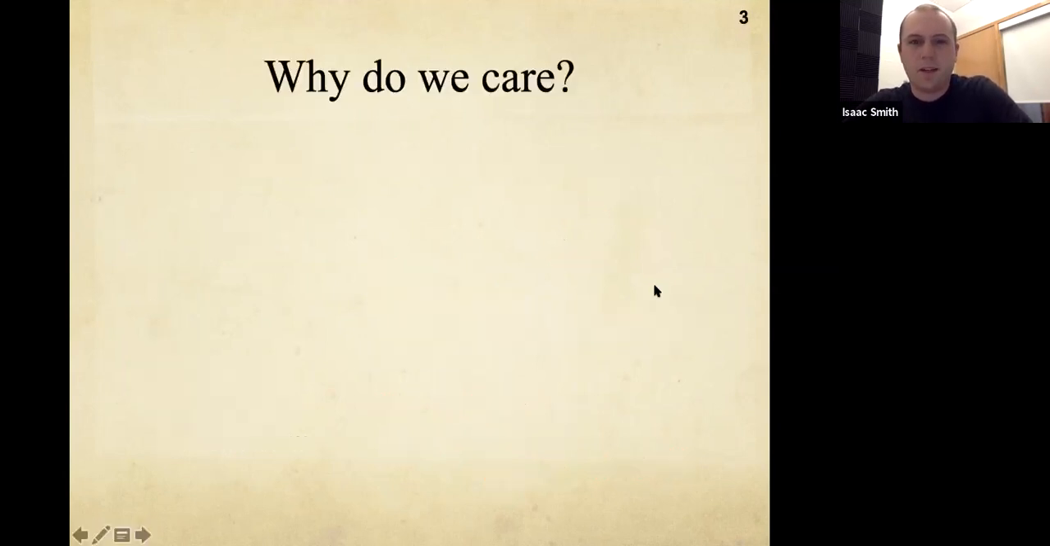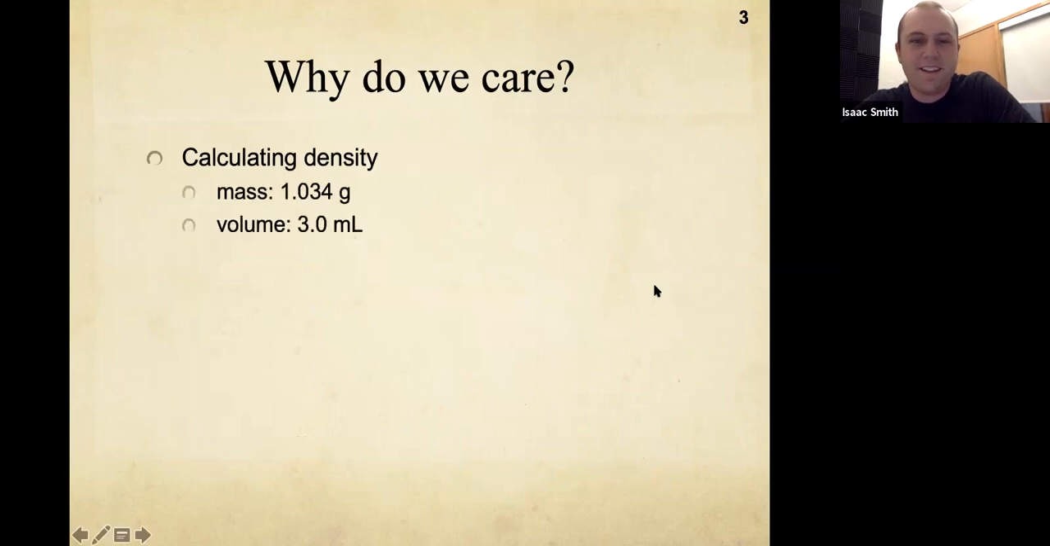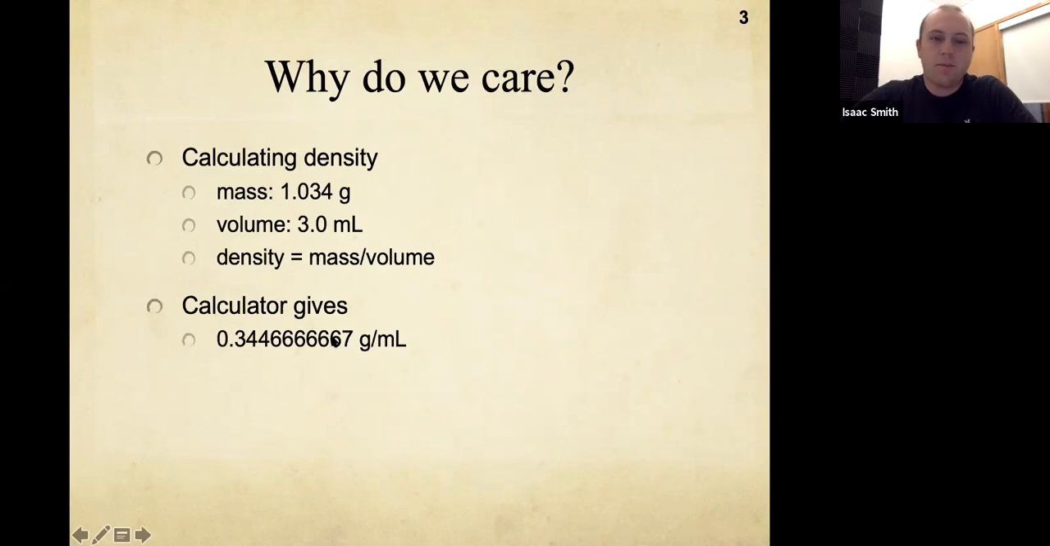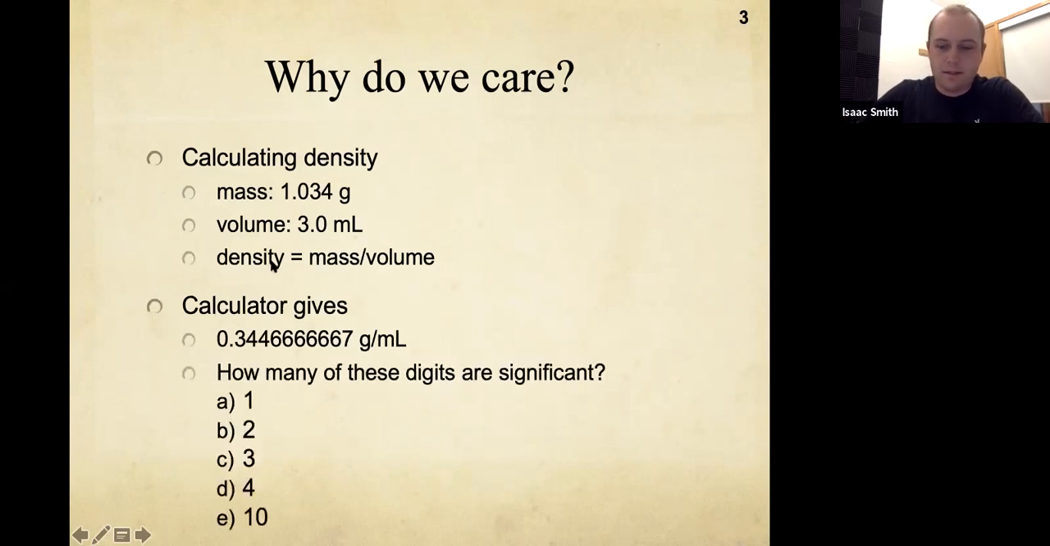All right. Why do we care about this stuff, right? So let's look at a more real-world application, density. Okay, so density is defined as the mass of a certain substance that occupies a given amount of volume. So certain materials will have different densities, right? Mass divided by volume.